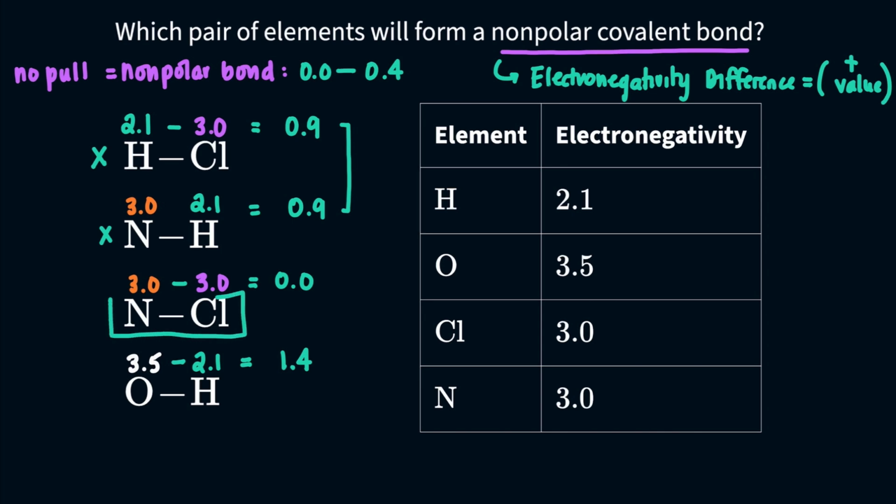It's NCl. And this is a great example to show you that sometimes you can have different elements, but the electronegativity values are still going to be the same. So it's going to be nonpolar. Sometimes, thinking that if you have two different elements you're going to be polar, that's not true.